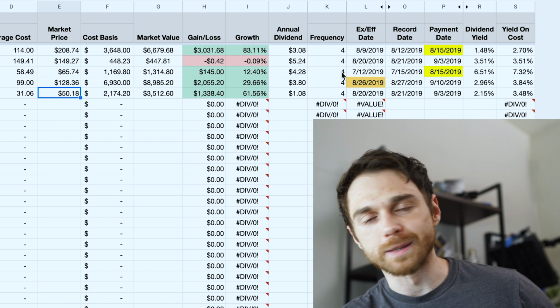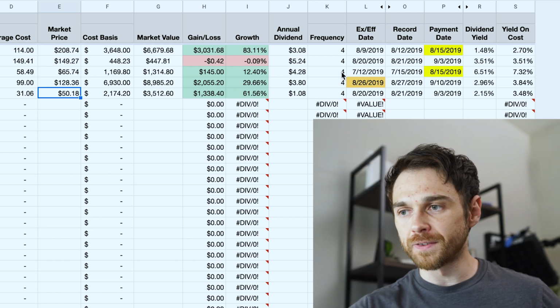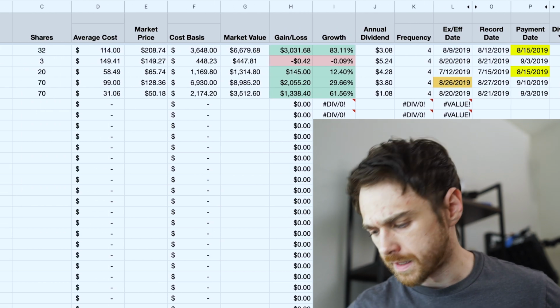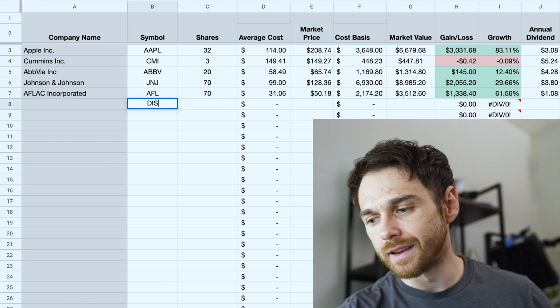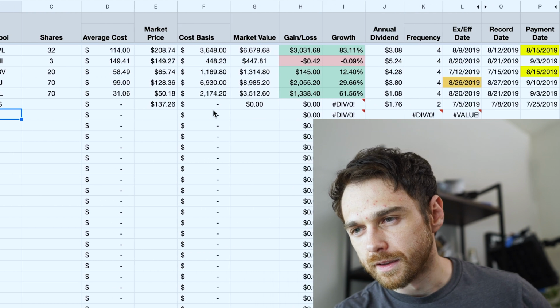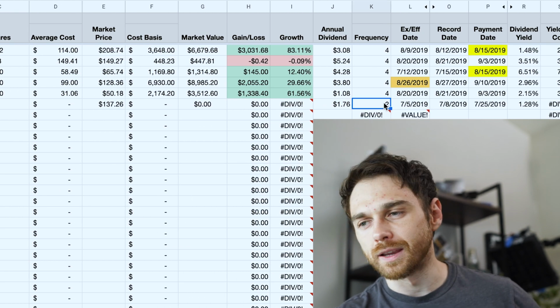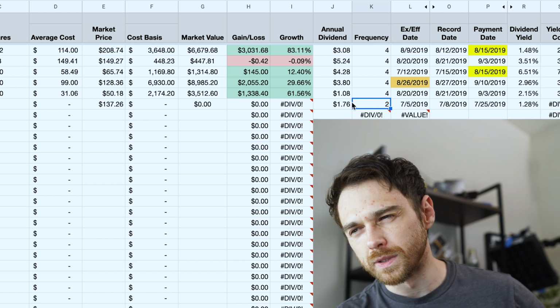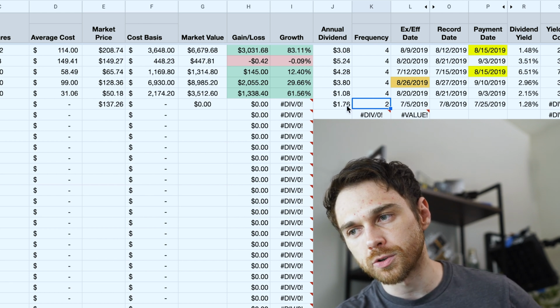These are all quarterly. Now, if it was monthly, it would show you 12. If it was semi-annually, let's do Disney. I believe they are semi-annually, DIS. All right. Cool. Yeah, okay, so I'm not gonna plug in the rest, but you guys can see the frequency changed to 2. So that is semi-annually. They're gonna pay $1.76 per share twice.